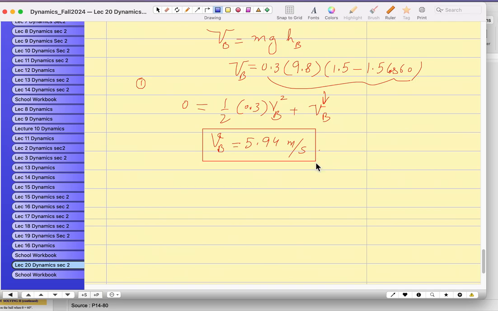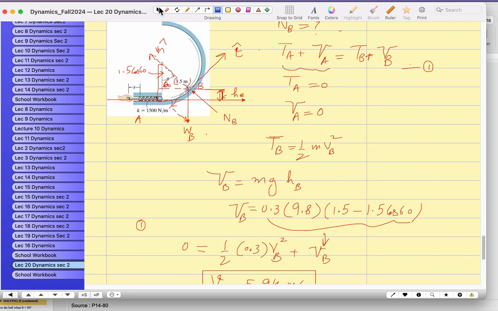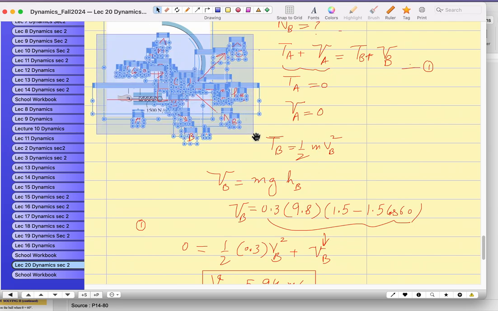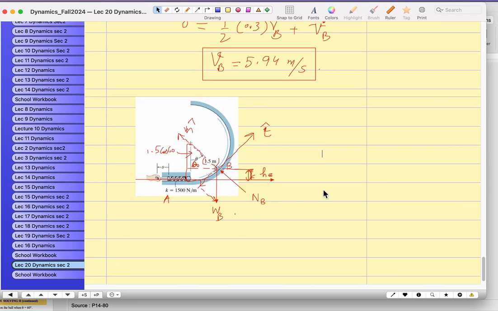And the other thing they are asking about is the normal force. So let me grab this again for your convenience. I'm going to apply the same principle: all the forces along the normal unit vector equal mass times acceleration in the normal direction, and normal acceleration is v square over rho. V sub b is 5.94, squared, over rho. Rho is 1.5, so the normal acceleration can be found.